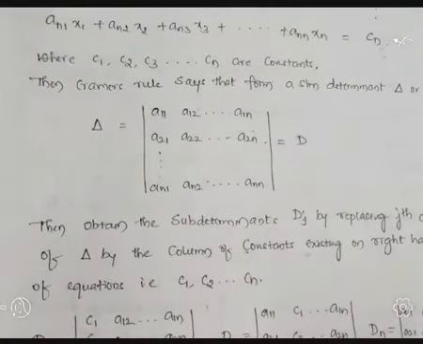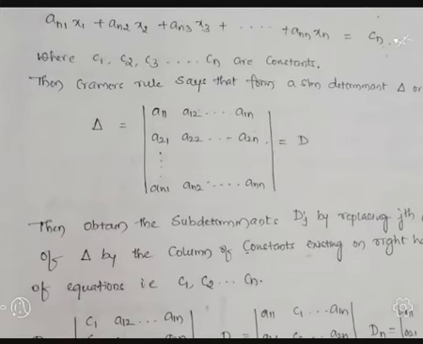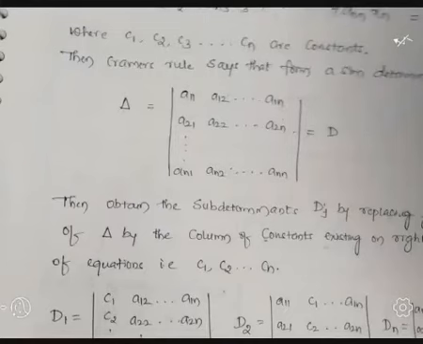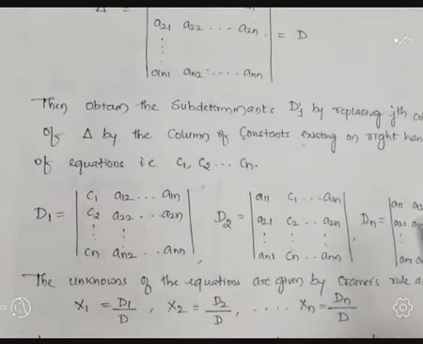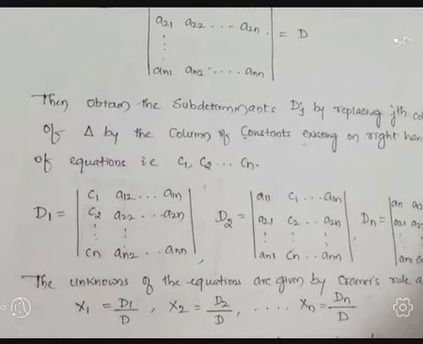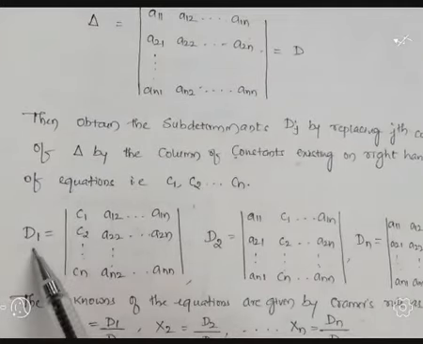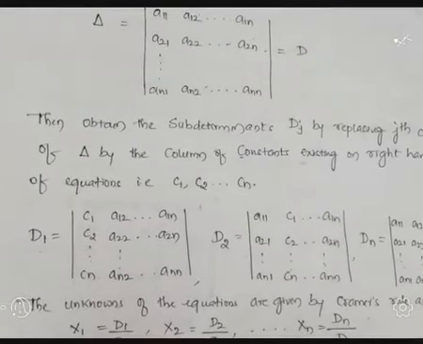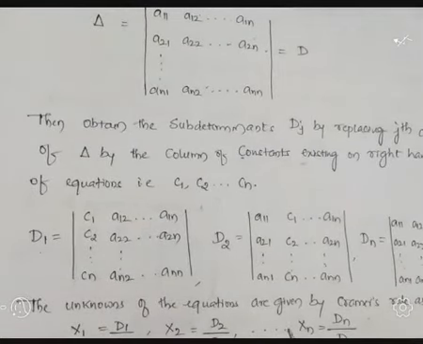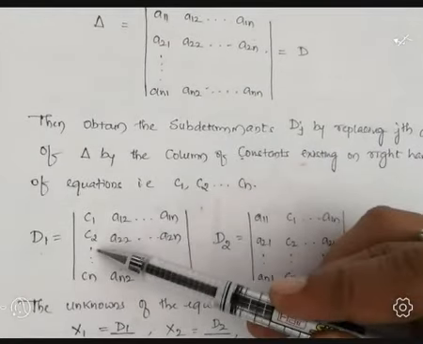So how to find these unknowns x1, x2, x3, x4, and so on up to xn? In order to find x1, first we have to find the subdeterminants. D1 indicates the determinant of x1, D2 indicates the determinant of x2, D3 indicates the determinant of x3. Similarly, Dn indicates the determinant of xn. So how to find determinant 1? In order to find these subdeterminants, the respective columns are replaced by the constant terms. For example, if we are finding the unknown x1, 1 stands for the first column. So the first column is replaced by the constant terms c1, c2, c3, and so on up to cn.